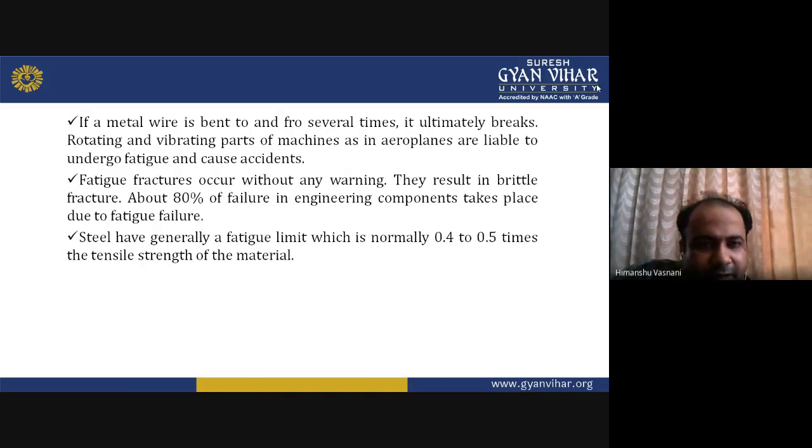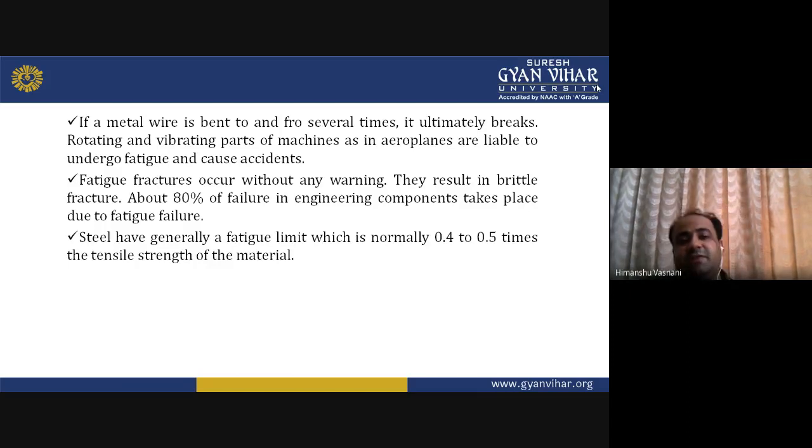If a metal wire is bent to and fro several times, it ultimately breaks at a point. Rotating and vibrating parts of an engine in aeroplanes are liable to undergo fatigue and other accidents.